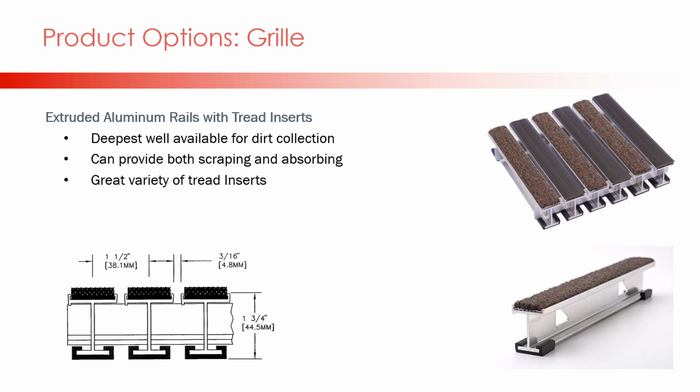It is constructed with an aluminum rail connected with either a bolt or a key lock. It provides considerable space for debris collection both between and beneath the rails. Additional options for this product include the ability to include alternating treads for scraping and absorbing. Using all serrated aluminum treads will make this product look like an aluminum grill. This is a highly durable product for high traffic areas.